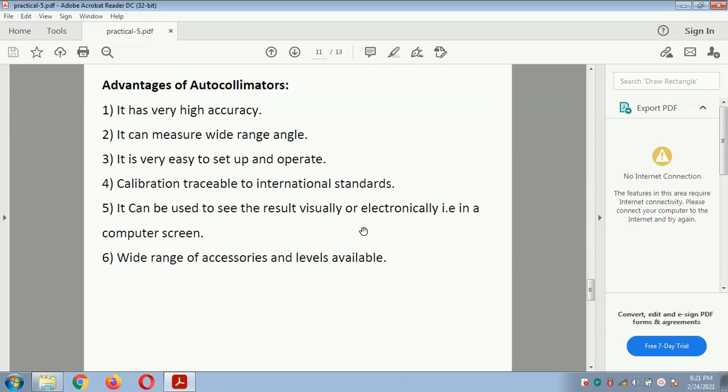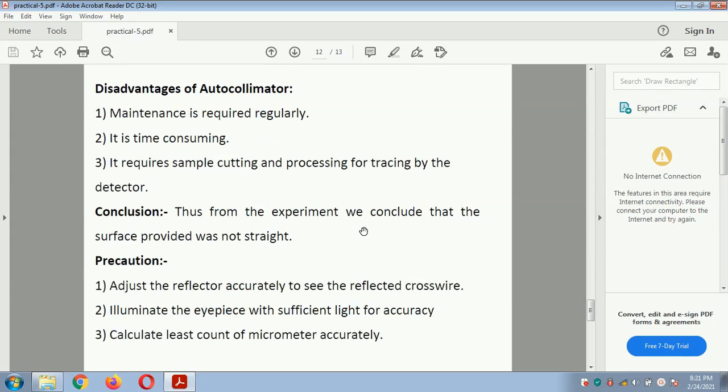The advantages of the autocollimator. It is highly accurate. It can measure a wide range of angles. It is very easy to set up and operate, and can be calibrated to international standards. It can be used to see the result visibly or electronically, and also on a computer screen. A wide range of accessories and levels are available. The disadvantages of the autocollimator are that its maintenance is required regularly, and it is a time consuming process.